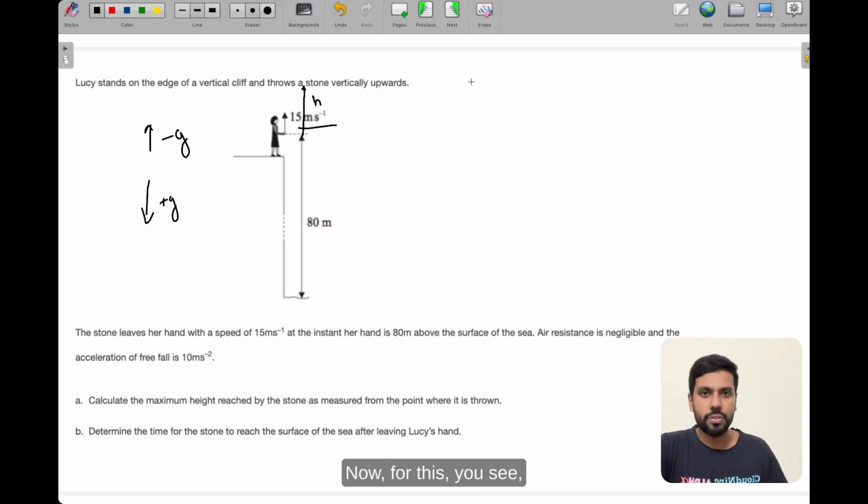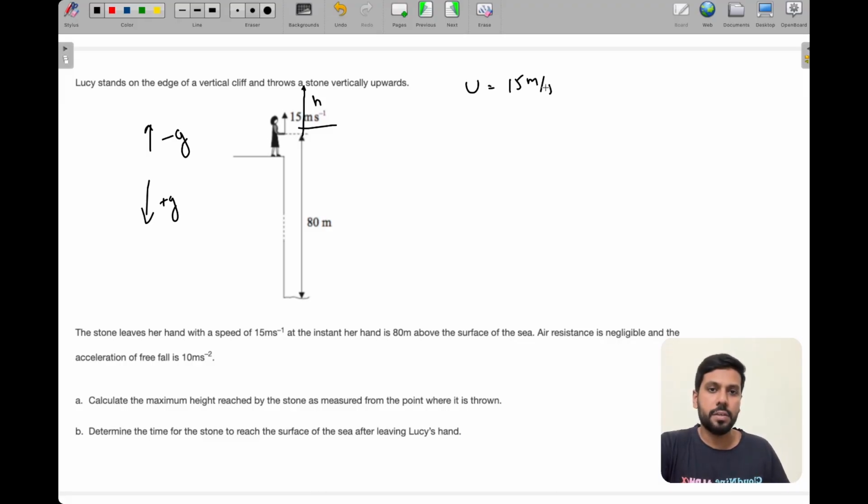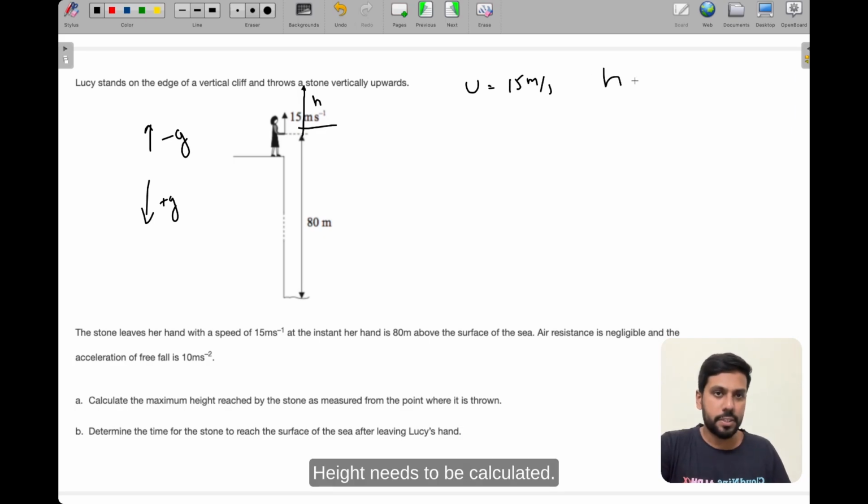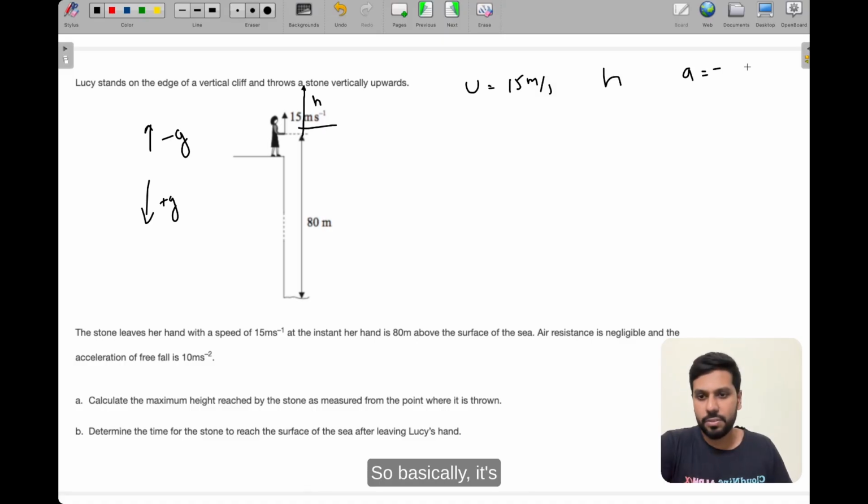Now for this, you see, the initial speed is given to me, that is 15 meter per second. Height needs to be calculated. The acceleration also is known, that is minus g, so basically it's given here minus 10 meter per second square. I need to find h.